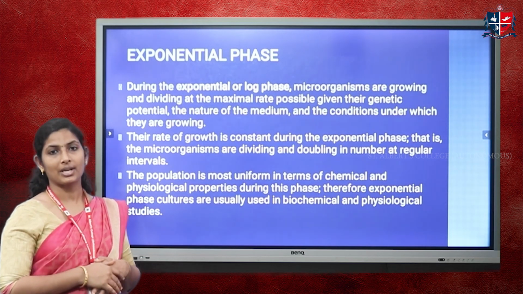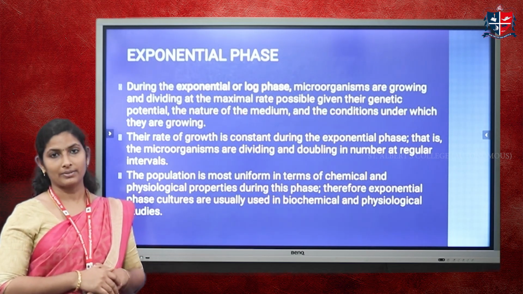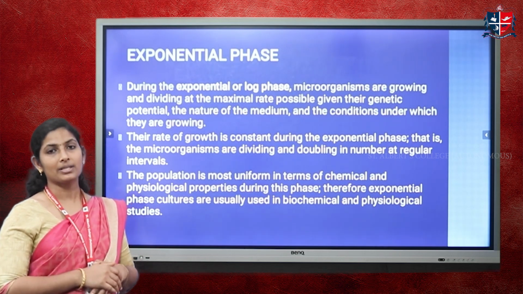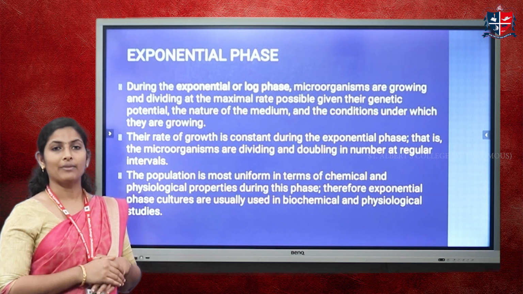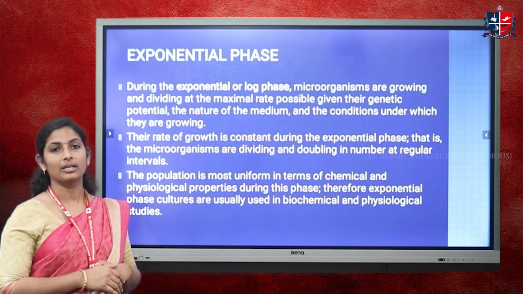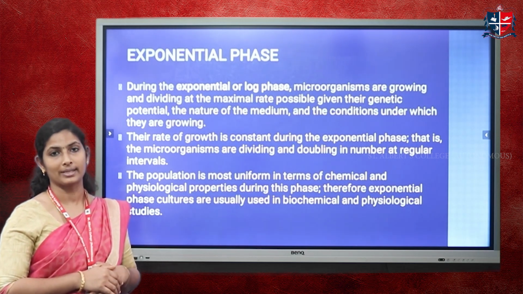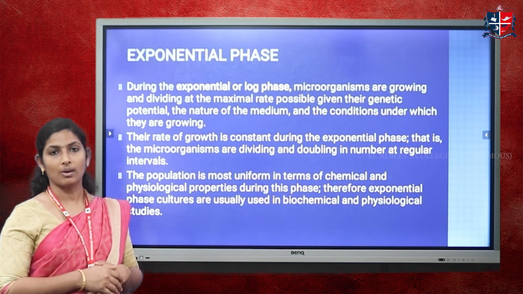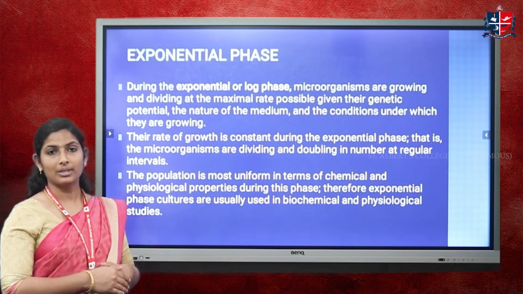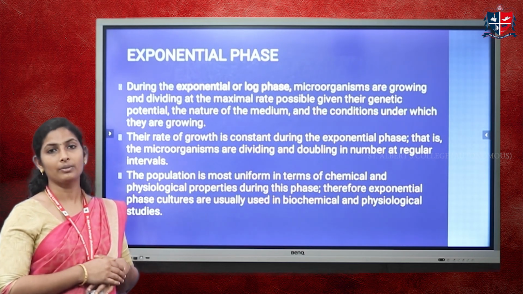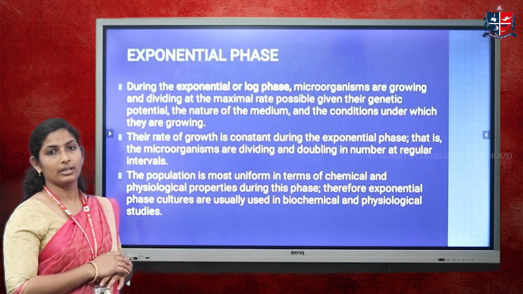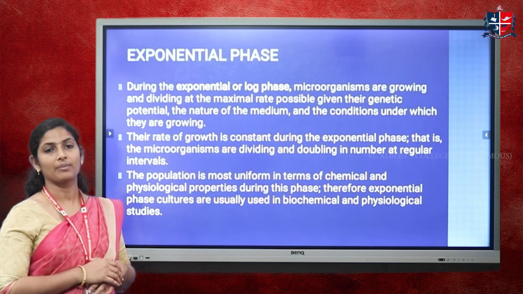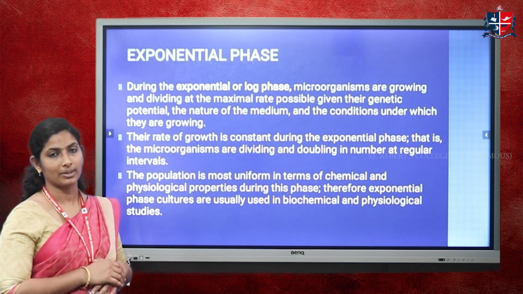Here the cell starts to divide at regular intervals of time, or at a constant rate. That means if a cell is dividing once in 2 minutes, when it gets to 4 minutes, you can count four bacterial cells. Like that, it is dividing at a constant rate. Due to this, you can find out the number of bacterial cells at a particular time by this formula. For example, 2 raised to n is the number of bacterial cells found at a particular time.